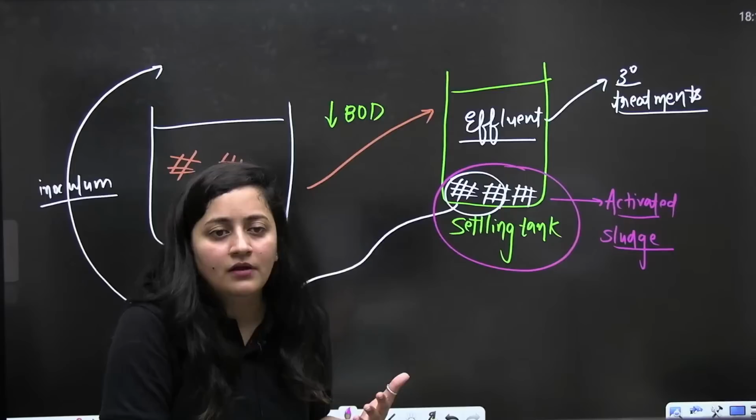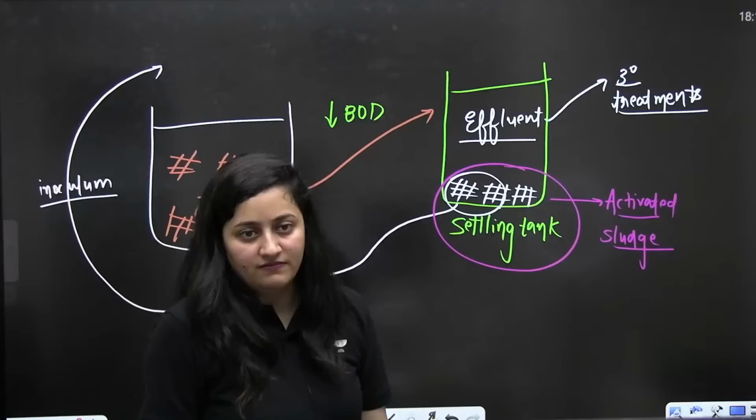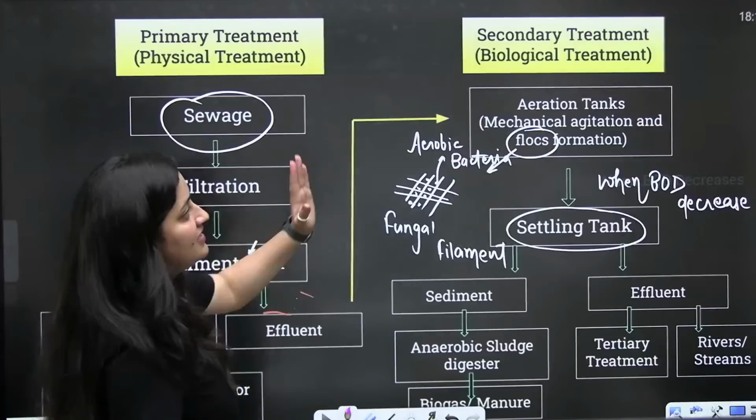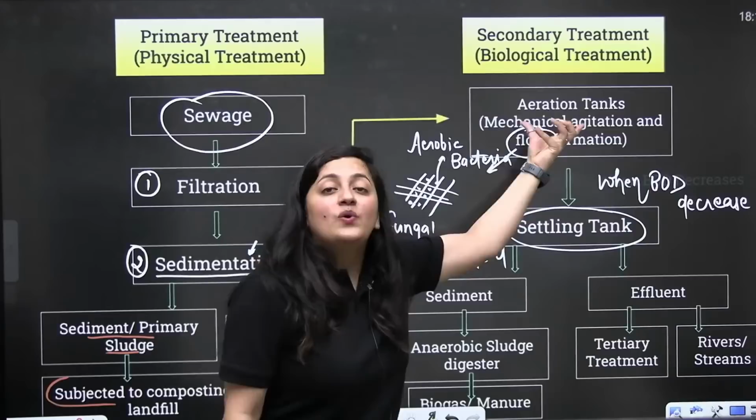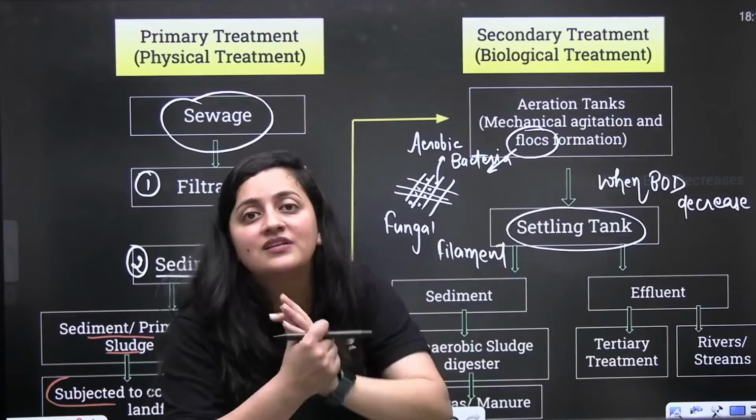Chaliye. So, I'll add one thing here. Whosoever is answering anaerobic digestion, they should slap themselves. Guys, as of now, what are we talking about? We are talking about the secondary treatment, biological treatment. Here we have the aeration tank. In the aeration tank, effluent from primary treatment will pass there. Bacteria are going to feed on that organic matter and decompose it.